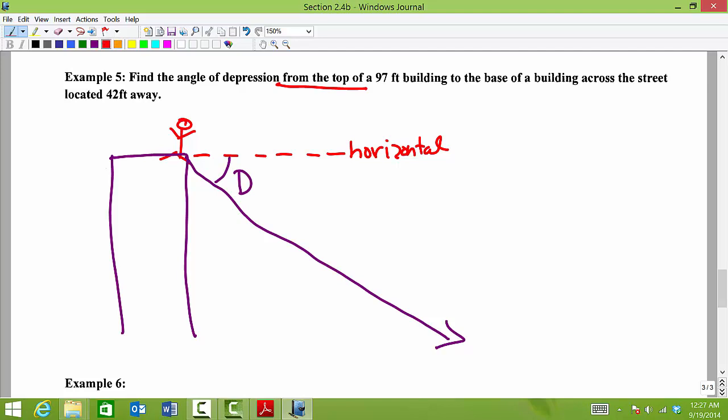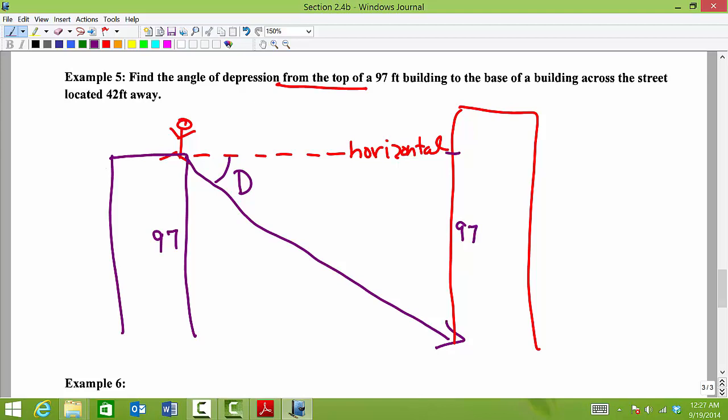And we are looking down to the base of a building that is across the street. A couple of things. The building that we are standing on is 97 feet tall. And of course, if I look over here, that would mark off 97 feet from the horizontal to the base of the building. We're basically forming a rectangle here.